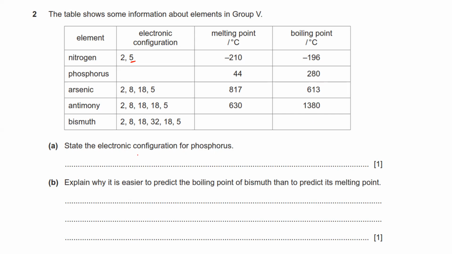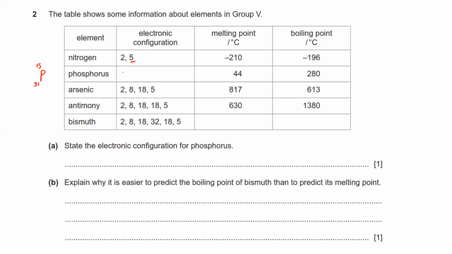So the first part, it says the electronic configuration for phosphorus. For phosphorus, I would just recommend you check the periodic table at the end of the paper. At the end of the paper, you will find phosphorus as P. There is 15 on the top, 31 at the bottom. So 31 is the mass number, 15 is the total number of electrons here.